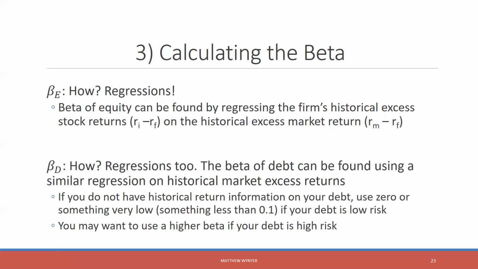How do you estimate the beta of debt? Well, with regressions too. The beta of debt can be found in a very similar manner with regressions of historical excess returns for debt on market excess returns. If you do not have historical return information on your debt, sometimes you can use 0 or something very, very low, like something less than 0.1 if your debt is low risk. You want to use a higher beta if your debt is high risk.